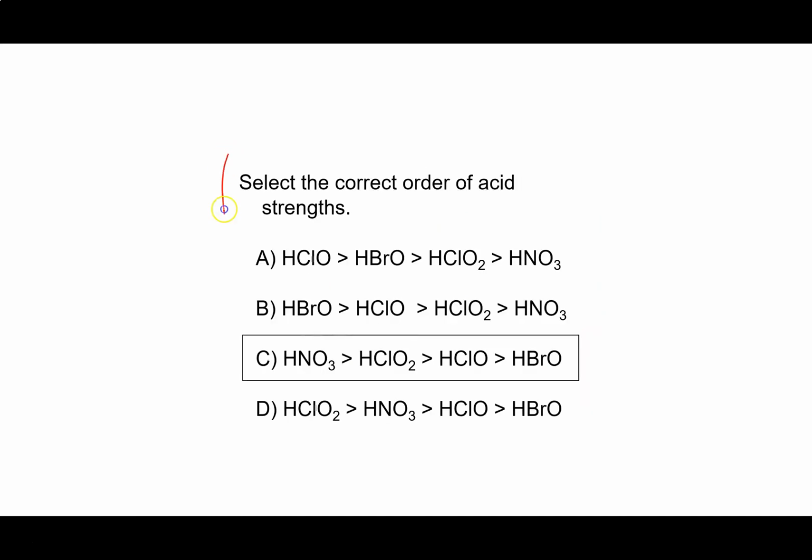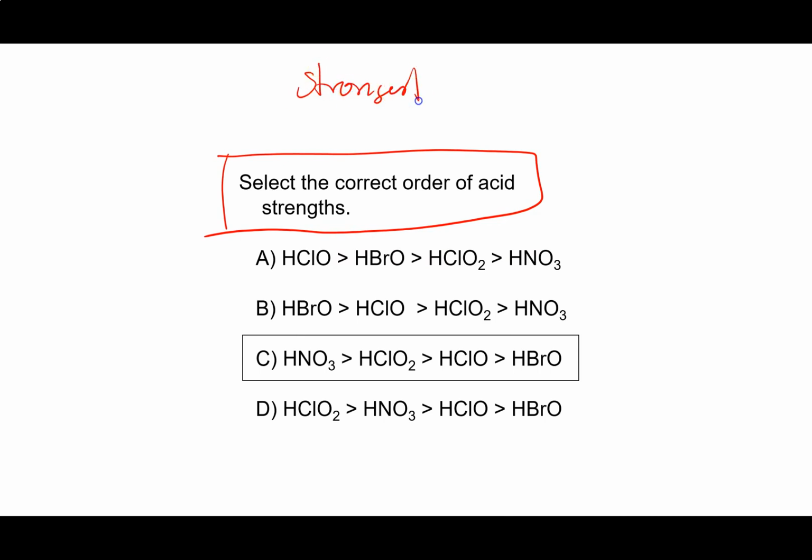All right, so classic questions for this would be like ranking questions. So it says select the correct order of acid strengths, and these are all going greater than, greater than, greater than. So we're going to be going from strongest to weakest. So anything that doesn't have the strongest acid in the first spot is incorrect. So I like to label them. This is a weak acid. This is a weak acid. This is a weak acid. This is a strong acid.